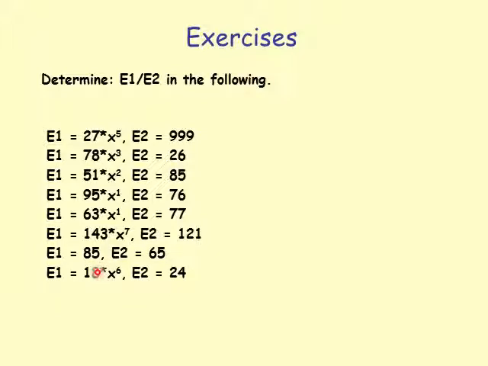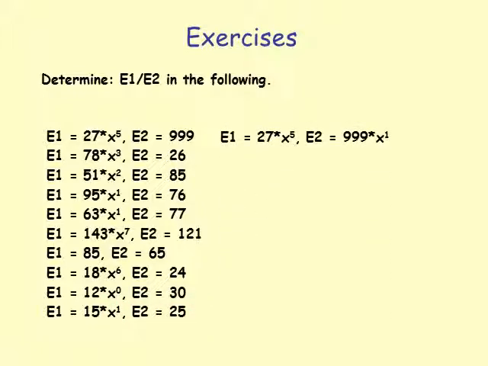E1 is 18 times x to the 6th power and E2 is 24. Let's continue. E1 is 12 times x to the 0th power and E2 is 30. E1 is 15 times x and E2 is 25.